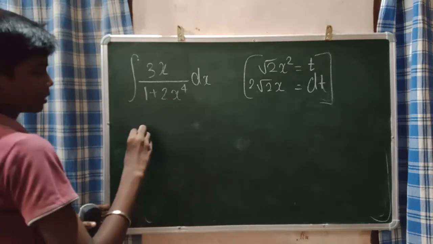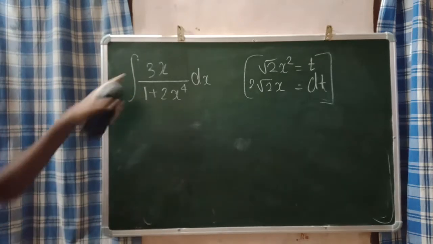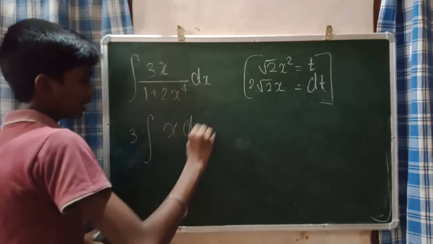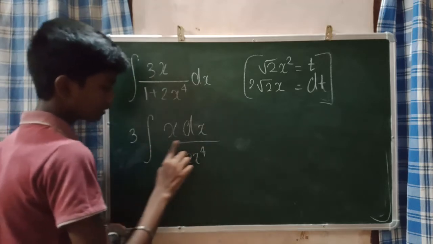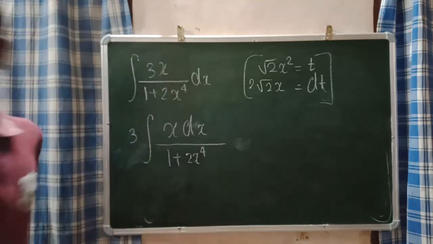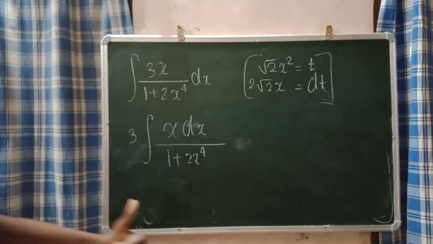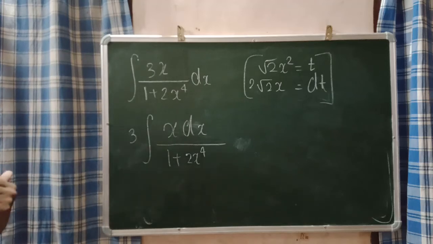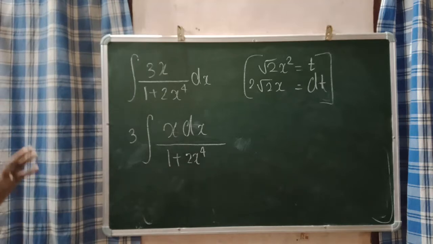Now, before using the substitution, listen carefully. I am having 3, right? I need to take this 3 outside the integral. Then I will get 3 into the integral of x dx divided by 1 plus 2 into x power 4. Correct, guys? This is what you will be left with. I just took the 3 outside the integral because I am having 3x, and since it's a constant, having a constant does not matter at all, so I can take it outside the integral.